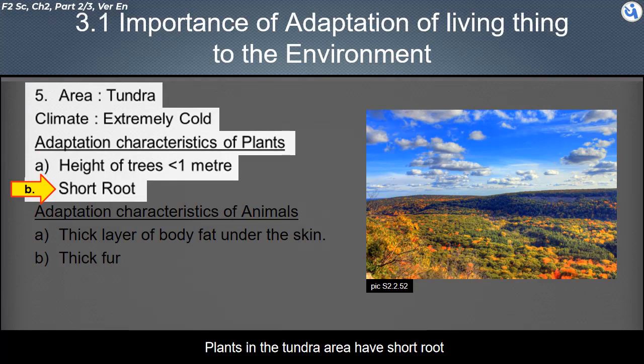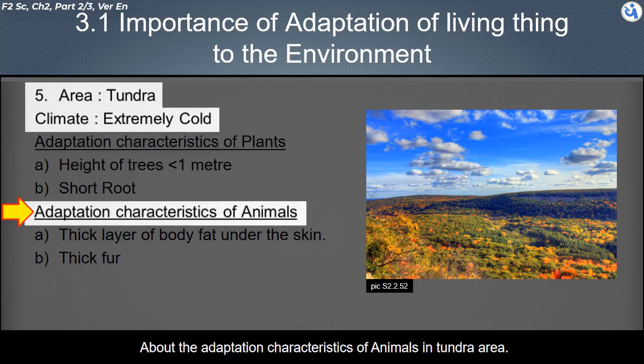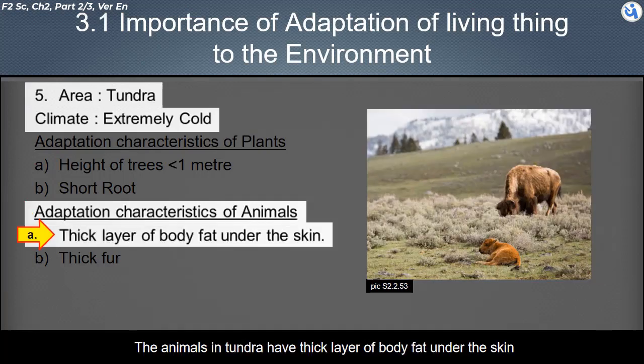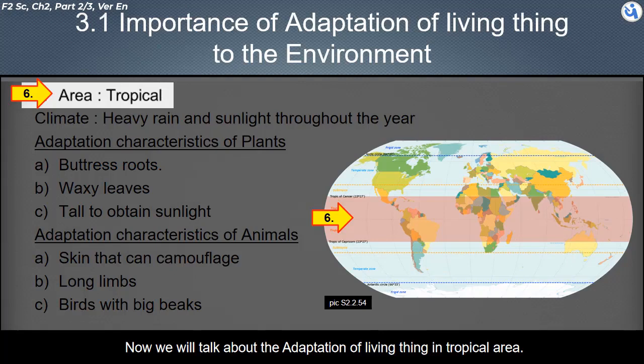Plants in the tundra area have short roots, because the permafrost prevents plants from sending their roots down past the active layer of soil. The active layer of soil is free from ice for only 50 to 90 days per year. About the adaptation characteristics of animals in the tundra. The animals in the tundra have a thick layer of body fat under the skin, and also thick fur to reduce heat loss from the body.